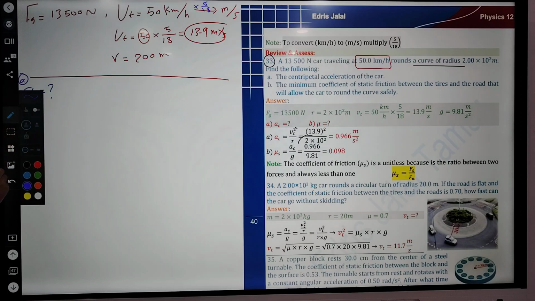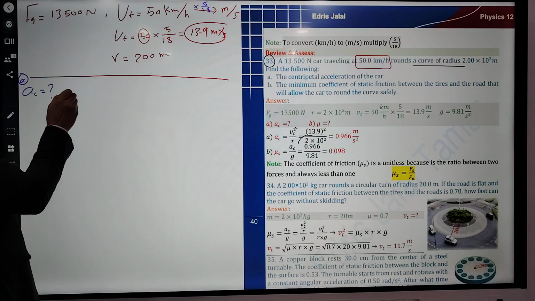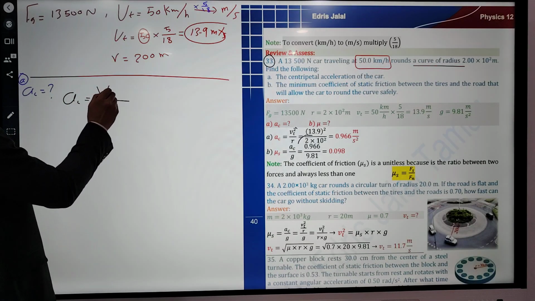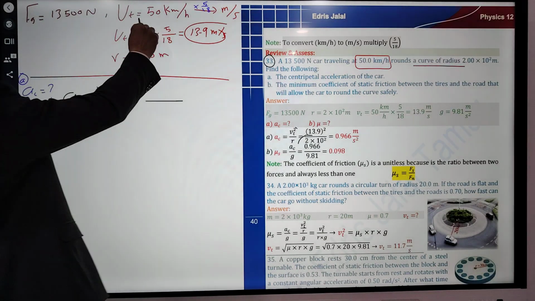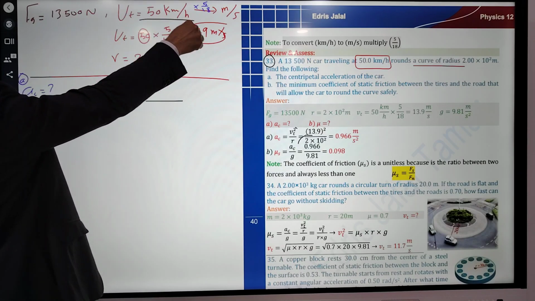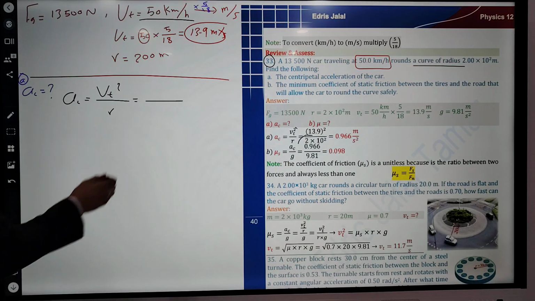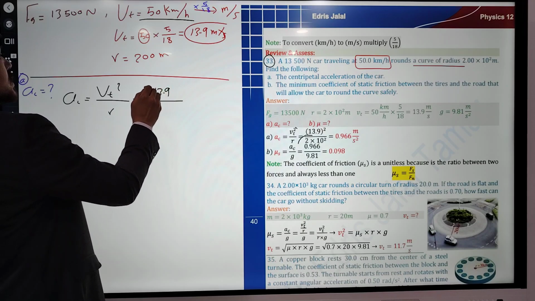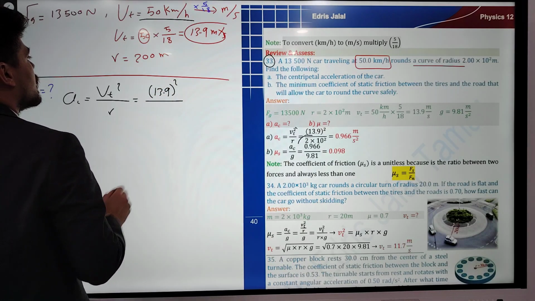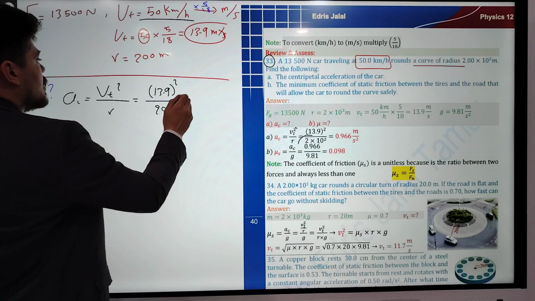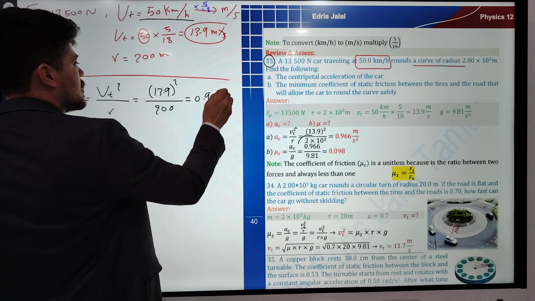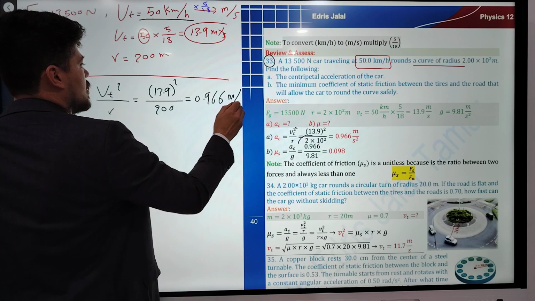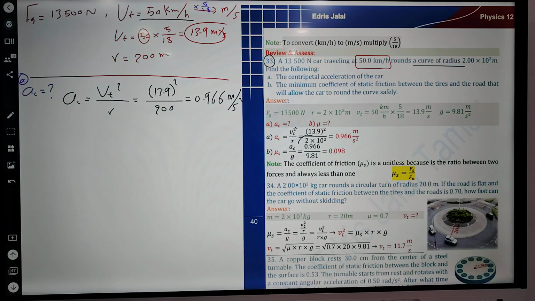How can you determine ac? ac is equal to Vt squared over R. Do we have Vt? Yes. But Vt was given in kilometer per hour. After conversion, it becomes 13.9. So we have to use 13.9 squared divided by 200, which is equal to 0.966 meter per second squared. This is the centripetal acceleration for this car.